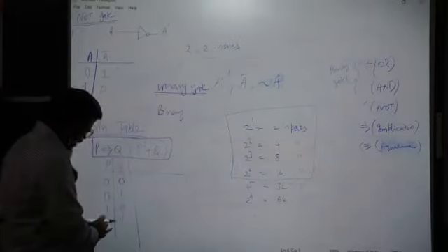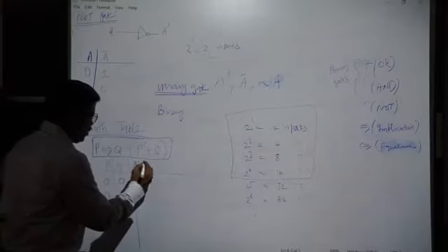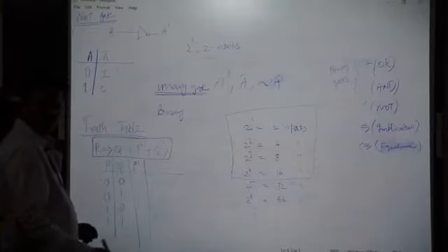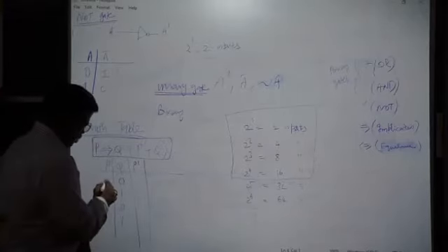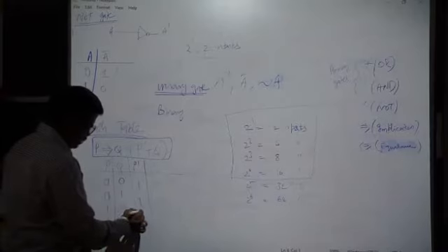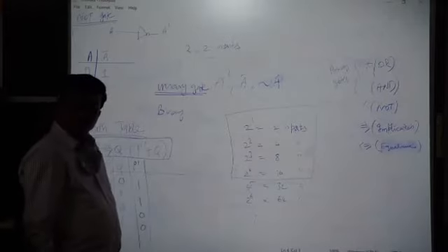Do you have a P? What would the P complement be? Opposite of P. 0 0 1 becomes what? Opposite of 0 is 1. Opposite of 1 is 0. So 0 0 1 becomes 1 1 0.